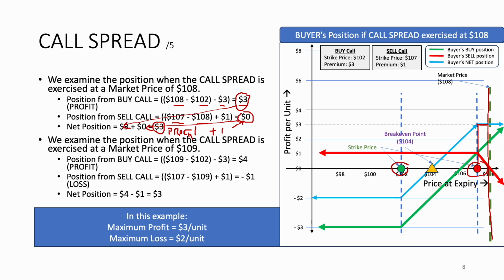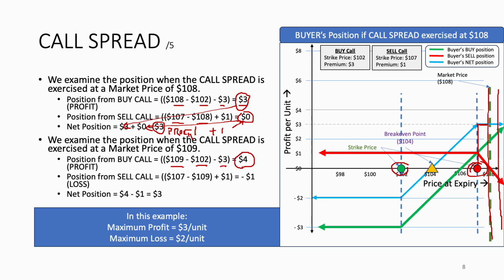Now let's study one last case where we take the market price at $109, which is here. Again, $109 is greater than the strike price of the sell call and also the strike price of the buy call. So in this case, both the buy and the sell calls will be exercised. From the buy call, our investor makes a profit, that is a market price of $109 minus the strike price of $102 minus the premium of $3. So this makes a profit of $4 from the buy call.